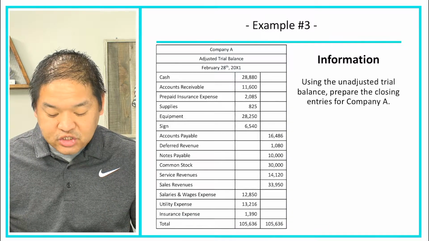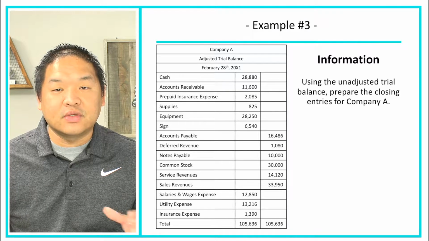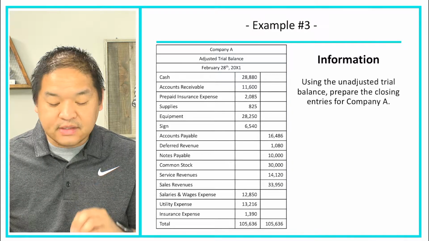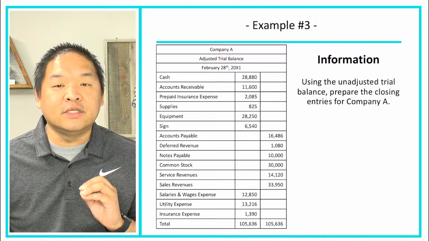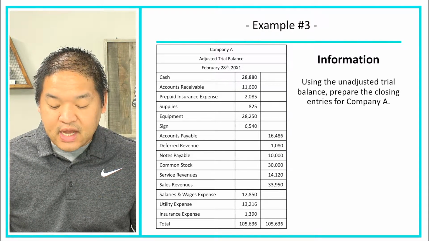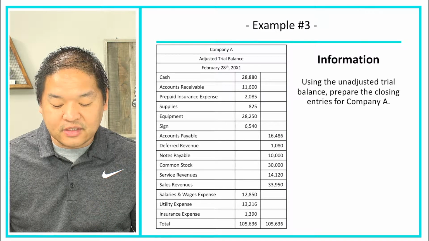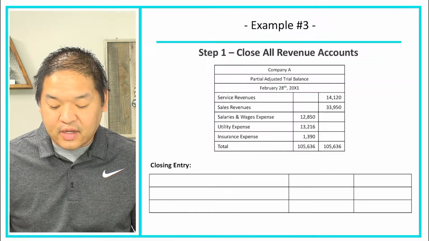This is the adjusted trial balance from the last example. So this is the full trial balance. It's adjusted, which means we prepared the financial statements from this, and now we're ready to close the accounts. So using the adjusted trial balance, prepare the closing entries for Company A.